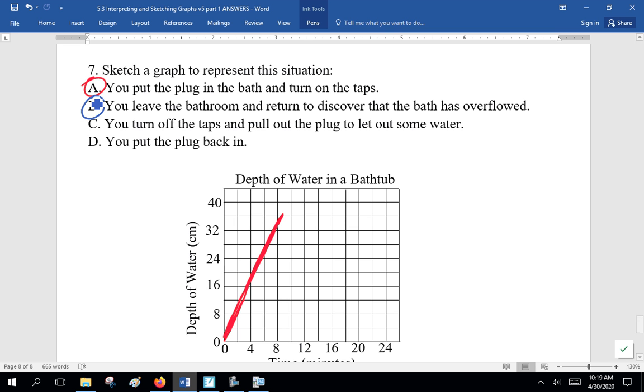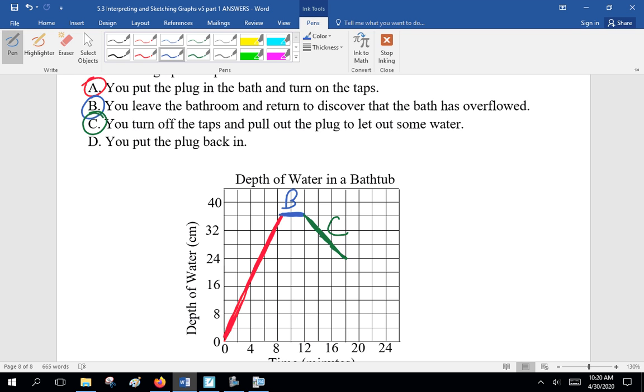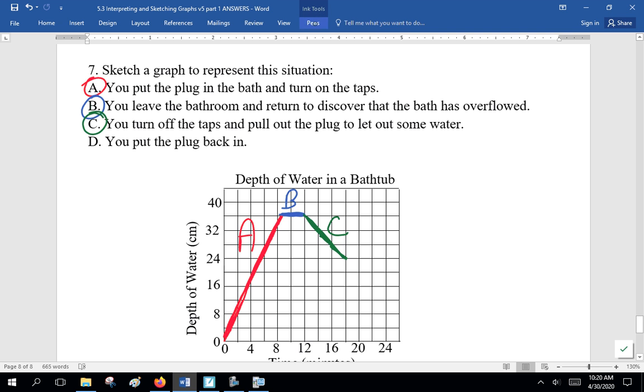Now, when it's overflowed, what's happening? It's leaking on the floor, or there's a constant amount of water in the tub. I'm going, oh crap, oh crap. You turn off the tap and pull out the plug to let out some water, so what's going to happen? Water's going to flow out. This is C, B, A. Now, what happens in part D? You put the plug back in. The water remains constant. Notice you've turned off the taps, so you're going to have a constant amount of water in there.